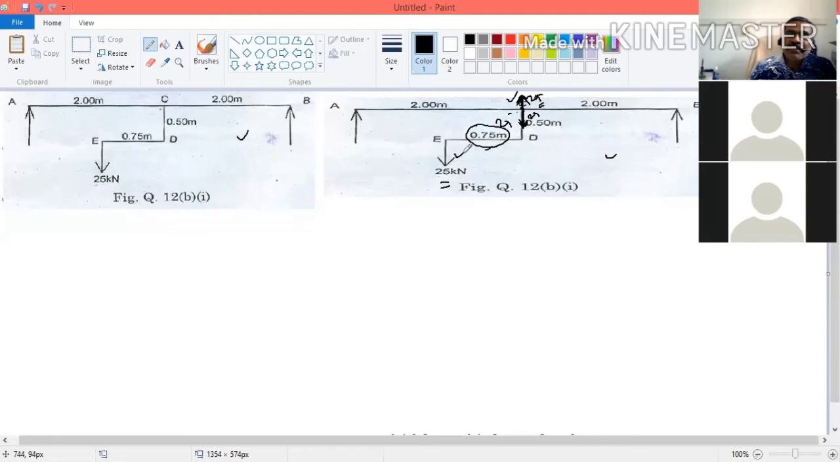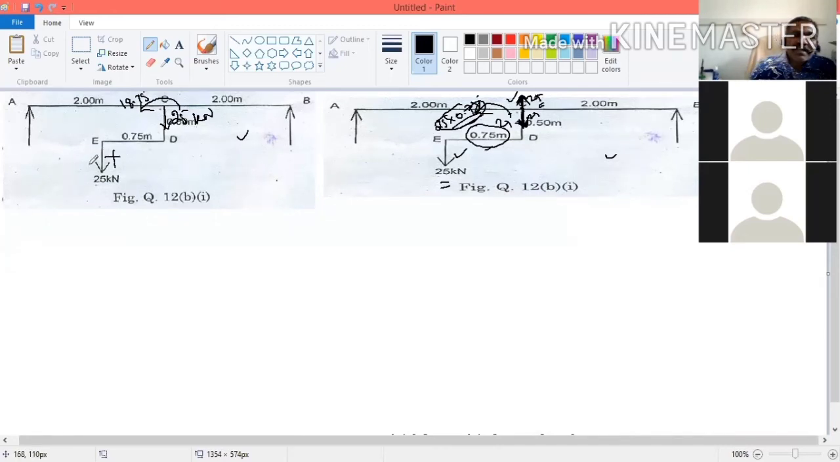So then it will create a couple. What kind of couple? It will create a counterclockwise couple. What is the magnitude? It is 25 multiplied by the distance, 0.75. And also there is a downward force. If you transfer the force here, it will create a couple and a force. The force acts in the downward direction with a value of 25 kilonewton, and the couple is 25 into 0.75, which is 18.75.